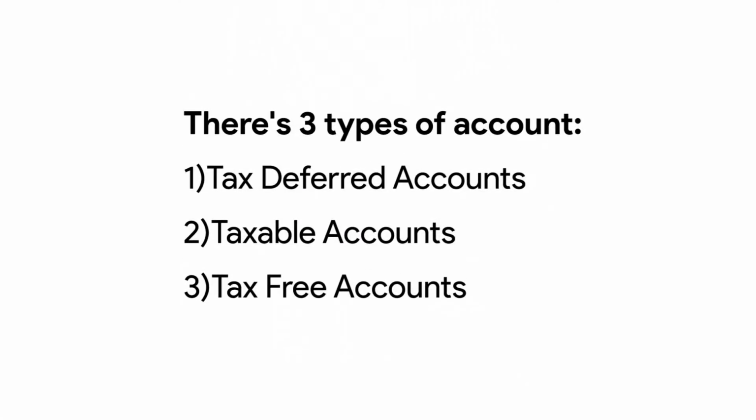But before we do that, let's look at the dynamics of a Roth IRA and why they are so beneficial. Now, to look at the dynamics of the Roth IRA, we have to look at the dynamics of all types of accounts that you could put your money into. There are three distinct types of accounts: your tax-deferred accounts, your taxable accounts, and your tax-free accounts.